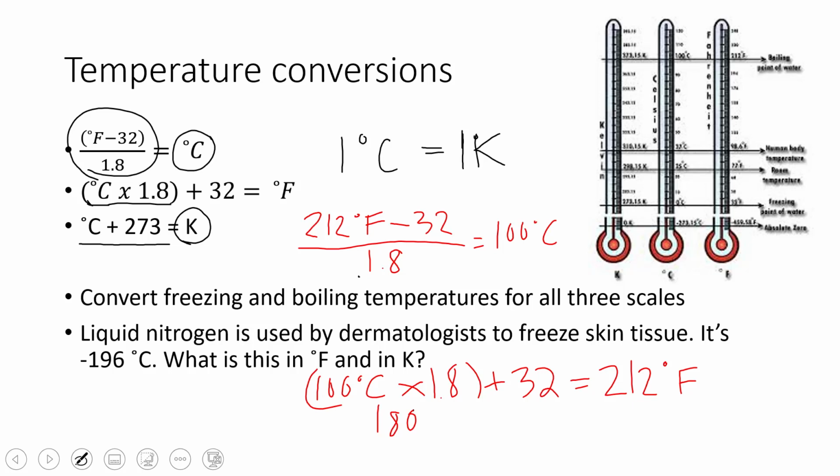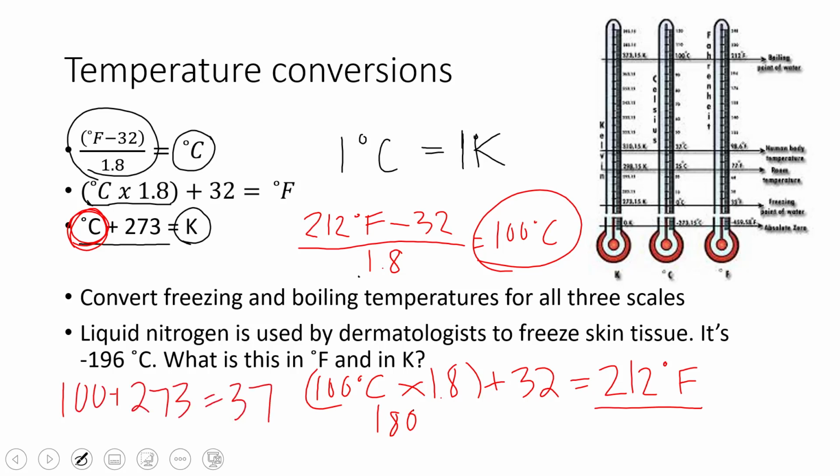Now, if I wanted to figure out what boiling was in Kelvin, I need to take my Celsius temperature and add 273. Not my Fahrenheit, but my Celsius. So 100 plus 273 is 373 K.